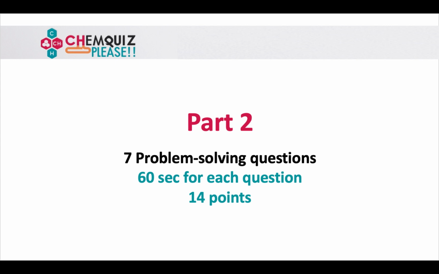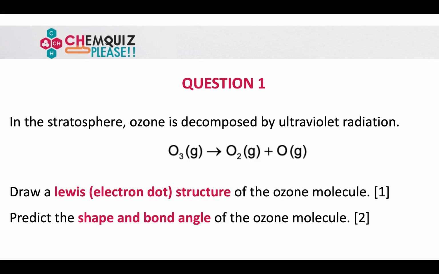We're moving to part 2. This section consists of 7 problem-solving questions, where you'll have to think critically and apply your chemistry knowledge. You'll have 60 seconds to answer each. Let's begin. Okay, let's start with the first question. Ozone in the stratosphere breaks down when exposed to ultraviolet radiation. Your task is to draw the Lewis electron dot structure of the ozone molecule and then predict its shape and bond angle.